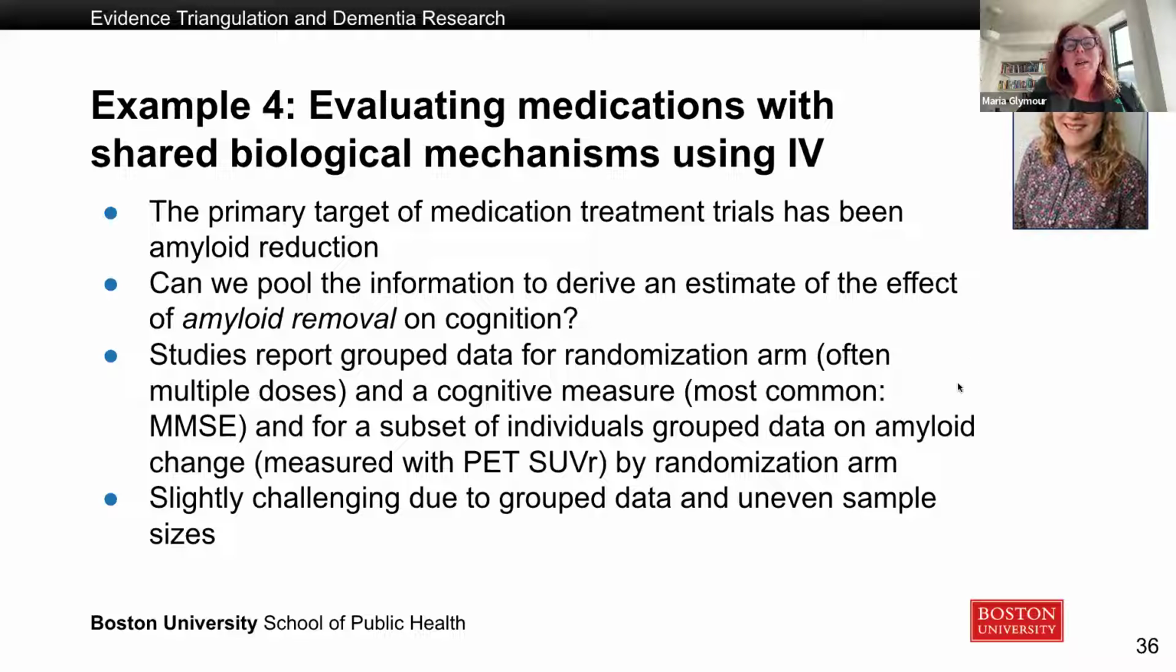So Sarah has done a set of papers on evaluating medications with shared biological mechanisms using instrumental variables. This is probably the furthest afield from evidence triangulation and its classic framework, but I think it's a really nice application of these tools. We've applied this in the context of amyloid targeting medications for Alzheimer's. These have been in the news. You've probably heard about some of these.